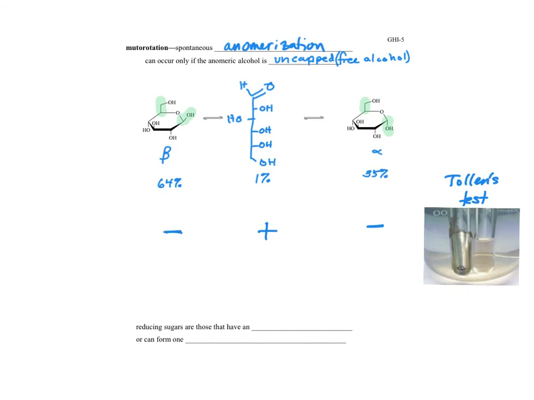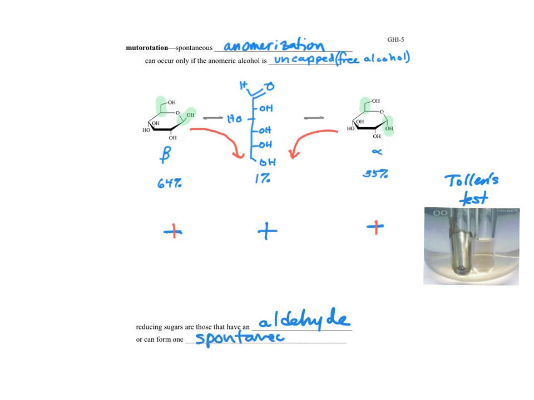However, remember we said that the cyclic sugars can spontaneously form the linear sugars, and therefore if we put these cyclic sugars into water, you're going to see that they're actually going to turn out positive because they are going to become linear, they're going to have a free aldehyde, and they're going to therefore be able to make that silver into silver plate. So let's finish this off by saying reducing sugars are those that have an aldehyde or can form one spontaneously.